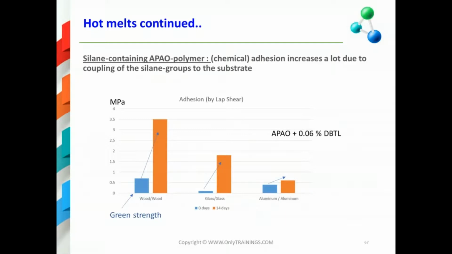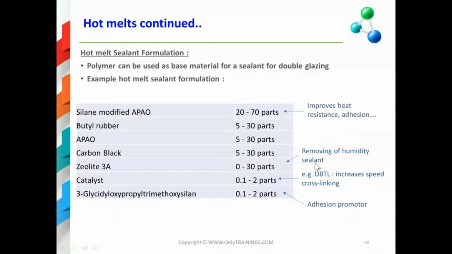So what are the results? In fact, this is the pure material for wood with a lot of OH groups. After 14 days the adhesion is going up a lot. For glass also a lot. For aluminum it is going up also, but less. And in all the cases we have used 0.06 of a catalyst.